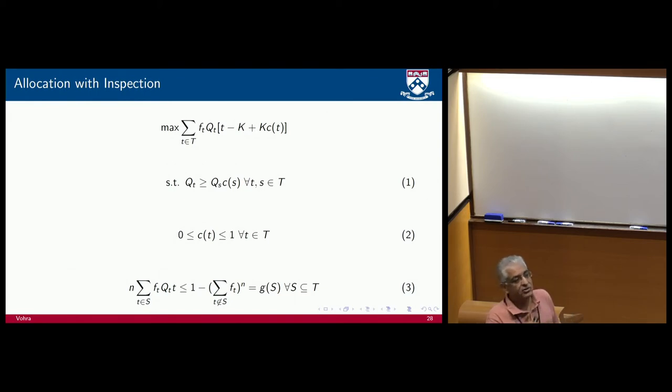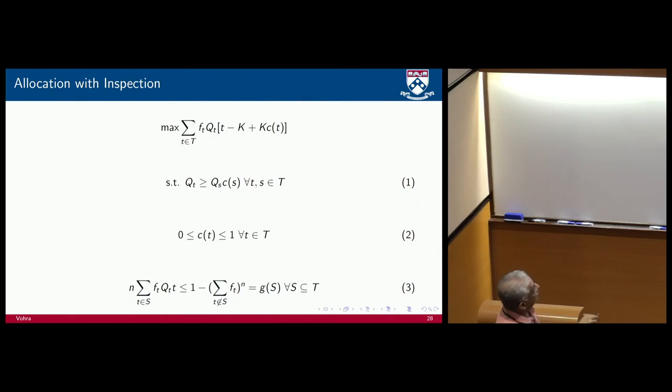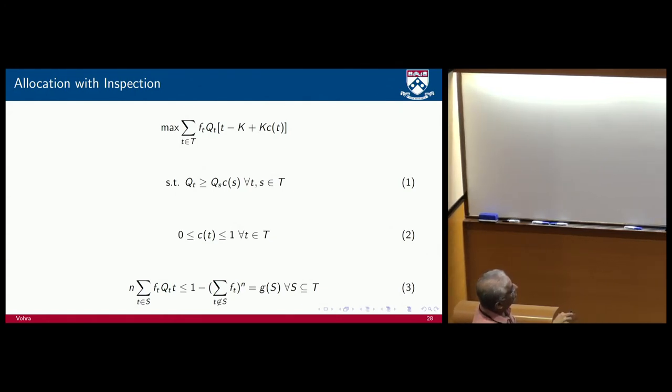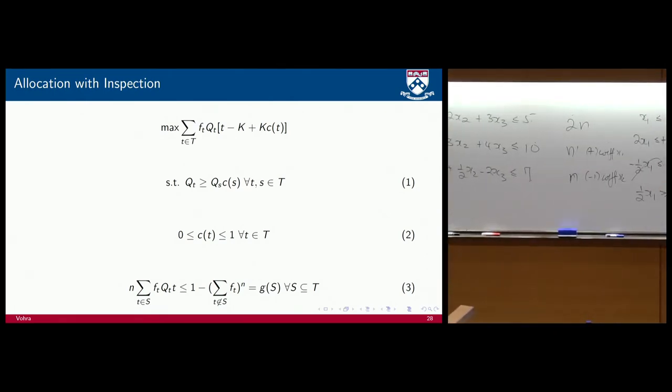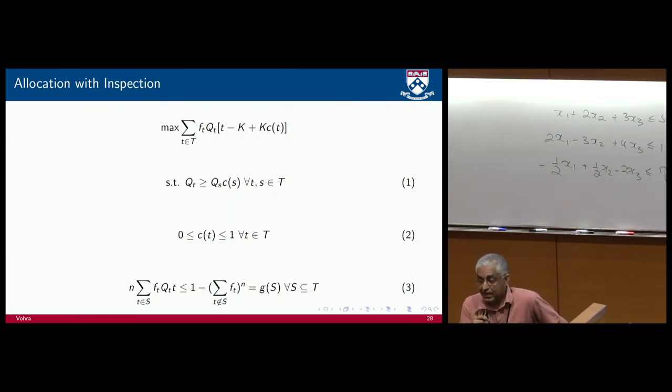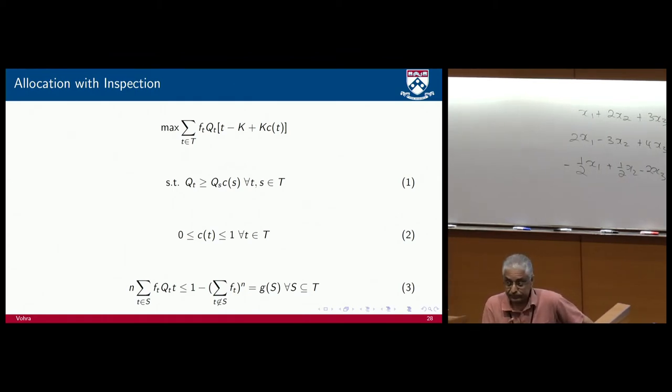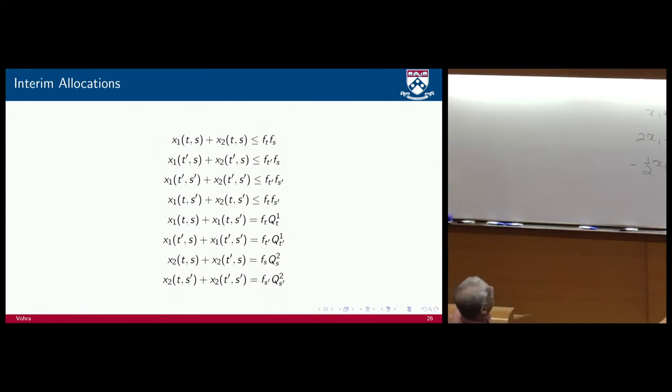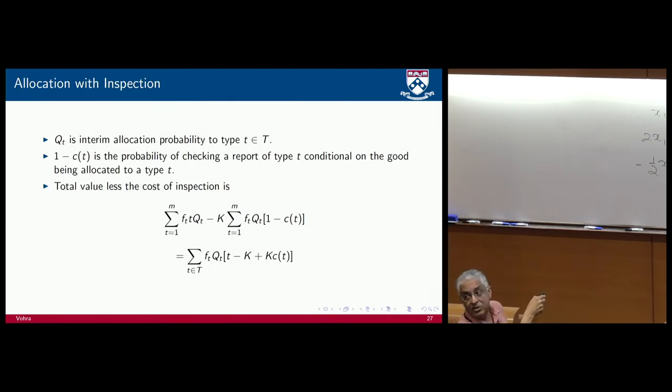Pick an agent. Remember, an agent just cares about being selected. So if my type is T, this is my interim probability of being selected. What if I pretend to be type S? Well, if I pretend to be type S, then I have to worry about me being inspected. If I'm inspected, I never get the good. So the only way misreporting my type is going to benefit me is if I misreport and I am not inspected. Well, the probability I'm not inspected is C of S, because if I misreport to type S, my probability of not being inspected is C of S. Let me remind you, I said 1 minus C is the probability of being inspected. So C is the probability of not being inspected.